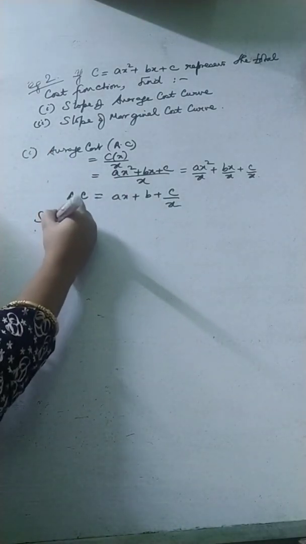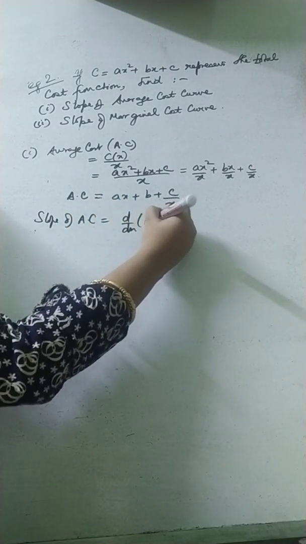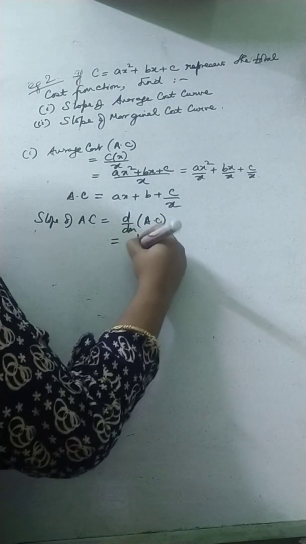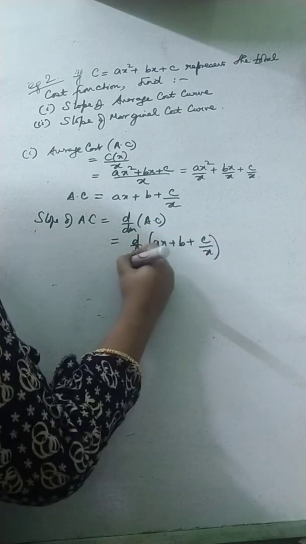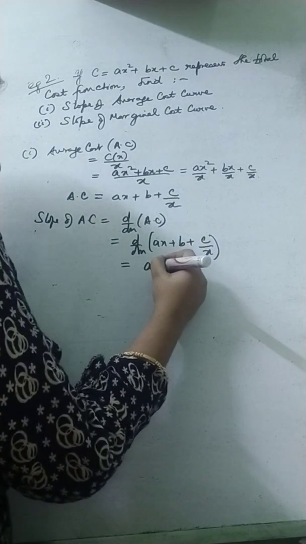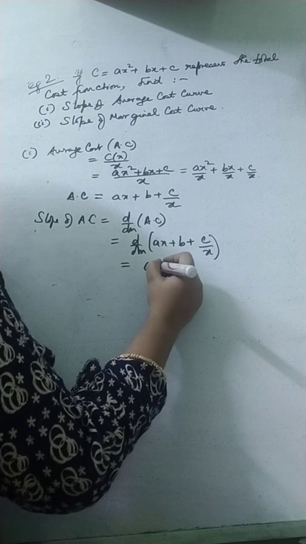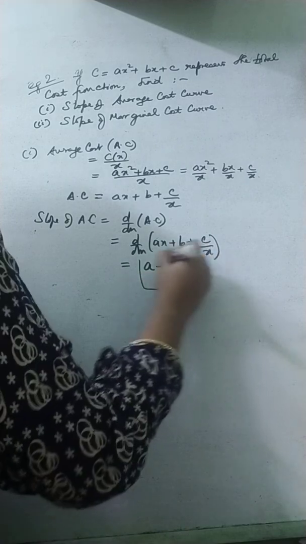So slope of AC will mean d/dx of the function AC. And therefore we have to do d/dx of ax plus b plus c by x. So d/dx of ax means what? Simply a. d/dx of b is 0, and d/dx of c/x means c into d/dx of 1 by x. If you remember the formula, d/dx of 1 by x is minus 1 by x squared, isn't it? So if we apply that, this is your slope of AC curve, and this is your first answer.